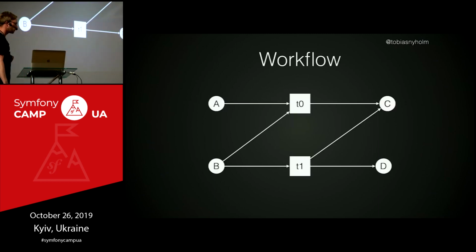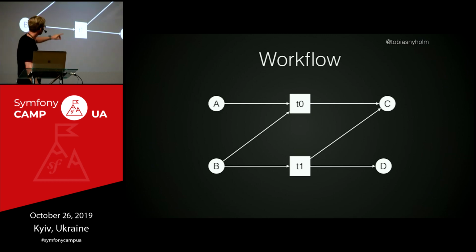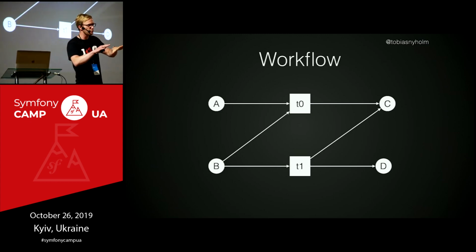An example of a workflow could look like this. If you are in place A and do transition T0, you will get to C. If you are in place B and do transition T1, you will get to C and D. Good. We continue adding restrictions. The theory is almost over, I promise.